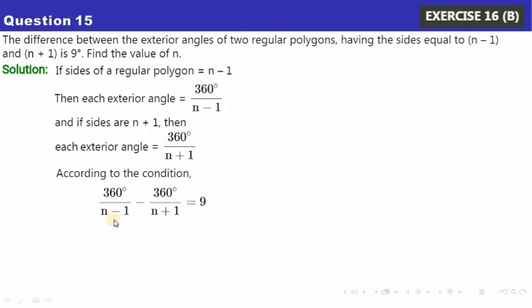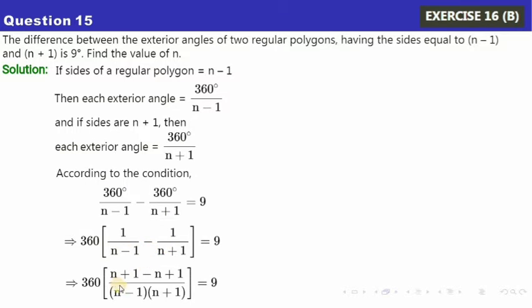So let's find the LCM of the denominators. First and foremost we see 360 degrees is common. So when you take out 360 outside, you have 1 by n-1 minus 1 by n plus 1. Here onwards what you need to do? You need to find the LCM. So it becomes n-1 into n plus 1.